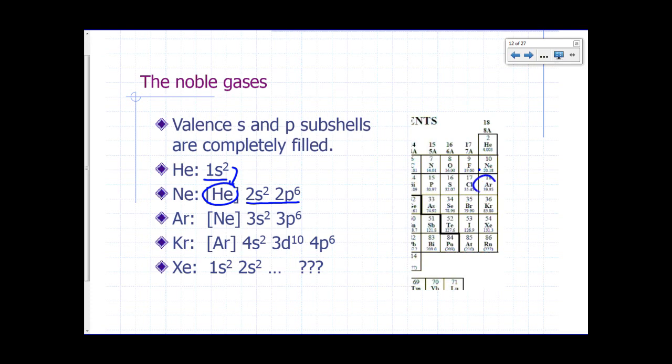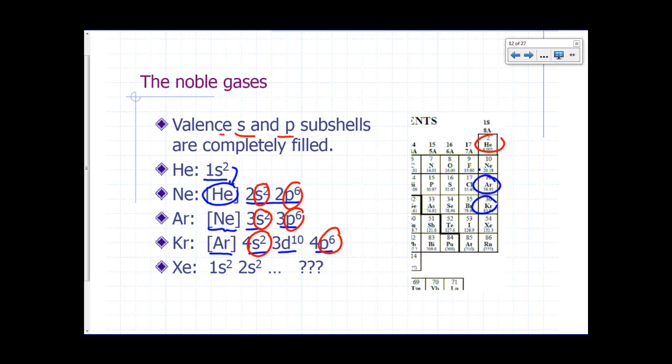And then argon right here has a neon core, and then after that 3s2, 3p6. Krypton will have an argon core, 4s2, there's a 3d10 and 4p6. What do all of these have in common? They all end with s2p6, except for helium, which only has 2 electrons, so it ends with 1s2. Argon ends with 3s2, 3p6. Krypton has an s2p6. So all of these have completely filled outermost s and p subshells. That's what valence means.